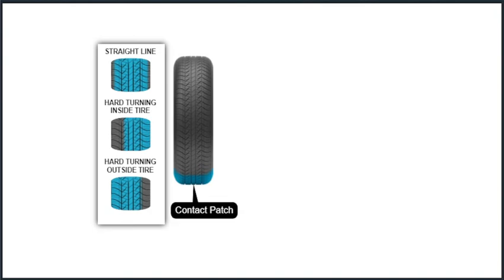Very much like a footprint, a tire's contact patch is the part of the tire in contact with the ground. The contact patch varies in size and shape depending on the height and width of the tire. Tires with an aspect ratio where the height of the sidewall is large compared to the width tend to have a long and narrow contact patch.